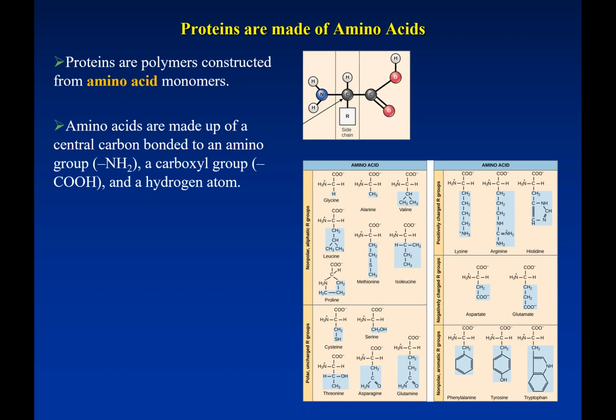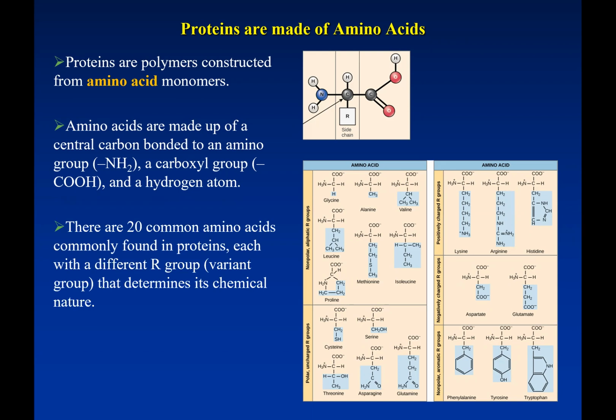So we have a central carbon. Remember, valency of carbon is 4. And then it can be attached to an R side chain. So that is the side group. There are 20 different types of side groups. That's why there are 20 different types of amino acids. And this will determine the property of the amino acid.